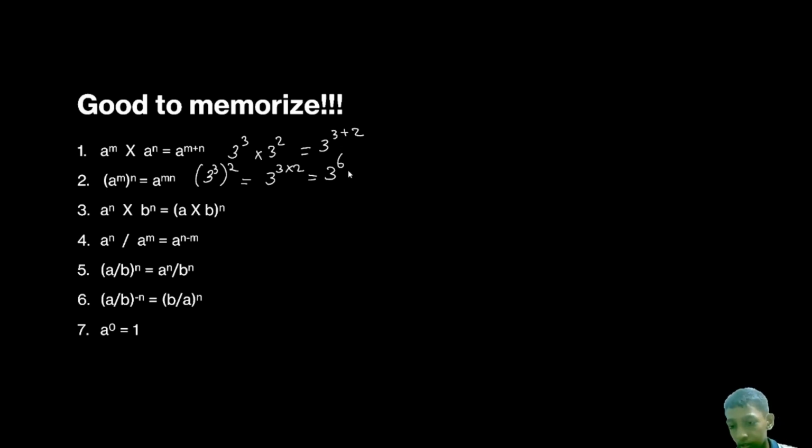Let's move to the third law. a raised to the power of n into b raised to the power of n is equal to a into b whole raised to the power of n. So when there are same exponents but the bases are different, then we have to group the bases and write the common exponent outside. Let's take an example, 3 raised to the power of 2 into 4 raised to the power of 2, and this is equal to 3 into 4 whole raised to the power of 2. So this is equal to 12 raised to the power of 2.